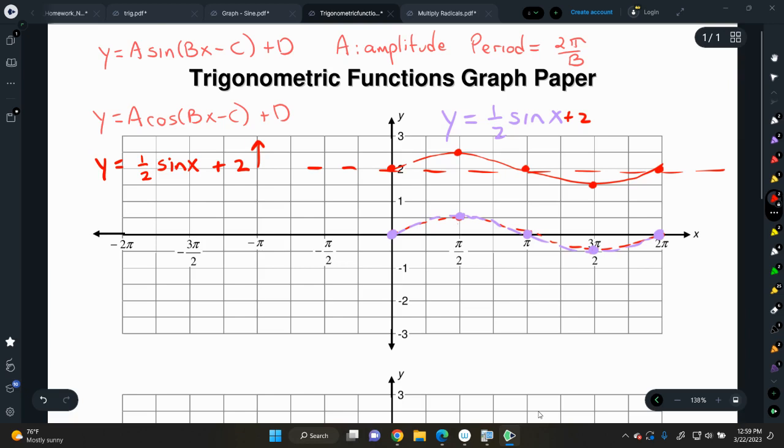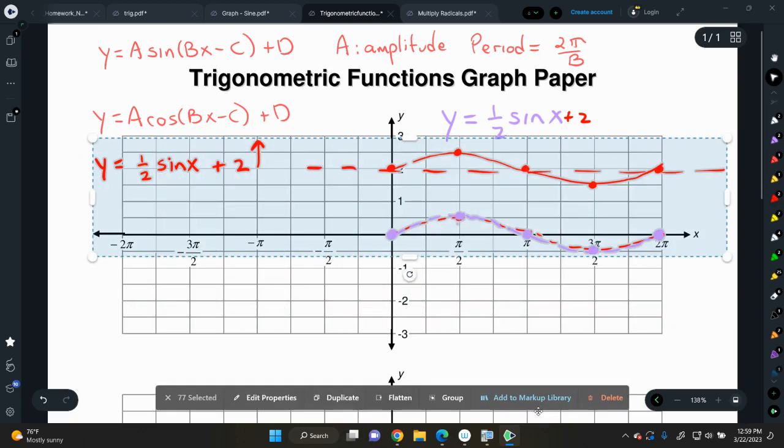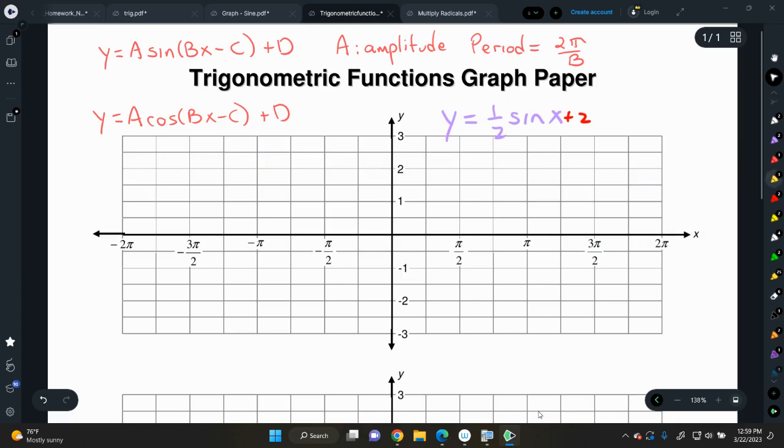Let's try another one before we do the horizontal shift. Okay, so this one's going to be y equals 2 sine x. Actually, make that 2 sine 2x minus 1.